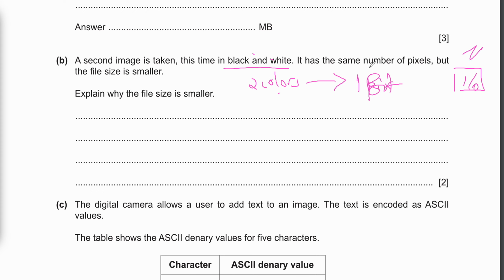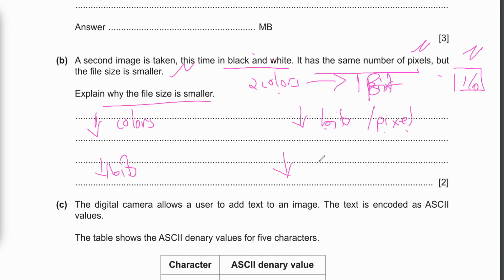But the file size, it is the same number of pixels, of course, but the file size is smaller. Yes, as we discussed before. Explain why. Reducing the color depth means we are now using fewer bits per pixel. And fewer bits per pixel reduces the file size altogether. So that's basically what we have there. That's how you would solve this question. Alright, I hope that makes sense.